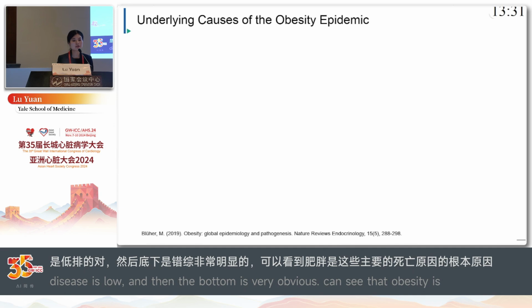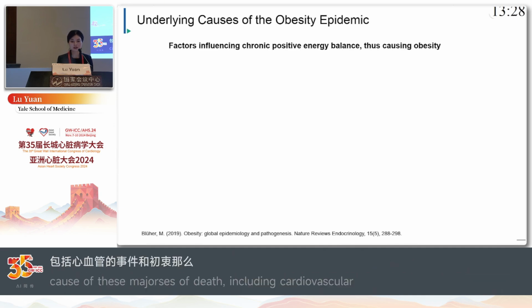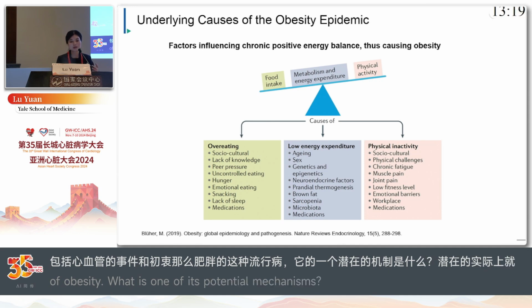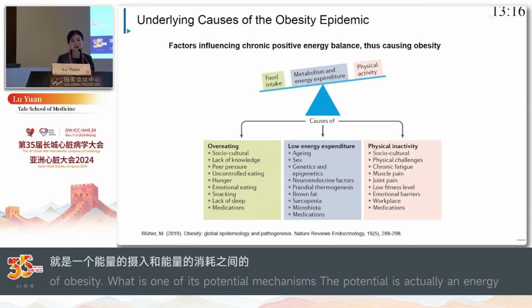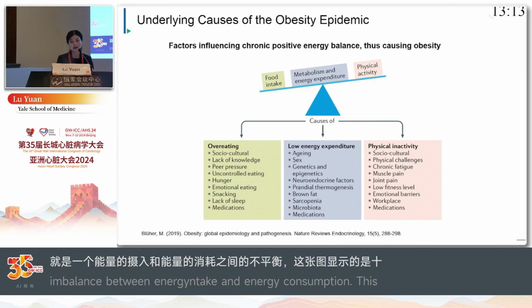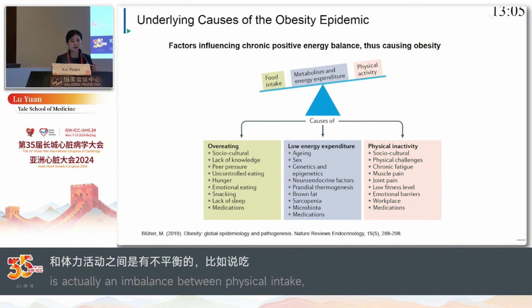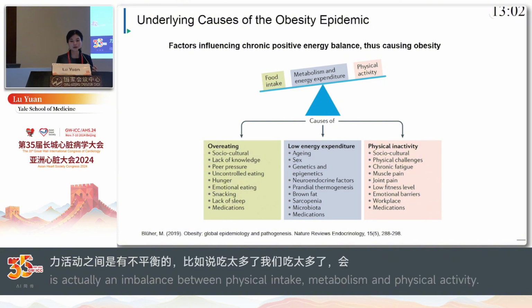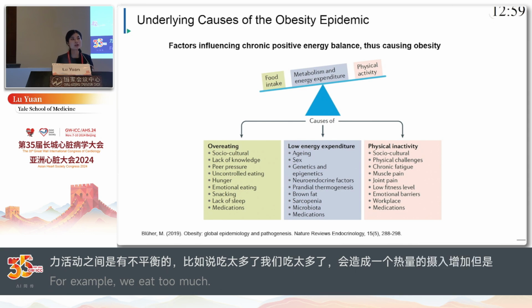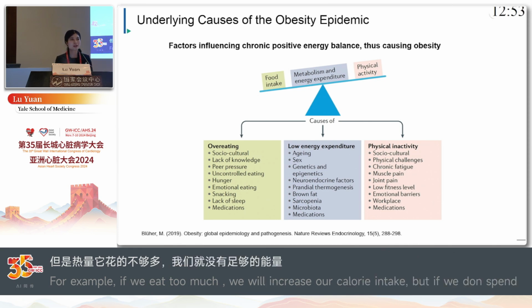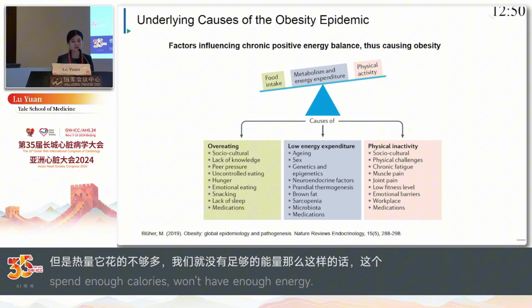What is the underlying cause of the obesity pandemic? At the population level, I think the fundamental problem is there's an imbalance between energy intake and energy expenditure. So this is a graph giving you a framework for looking at the balance between food intake, metabolic energy expenditure, and physical activity. For example, overeating will increase your energy intake, but if you don't have enough energy expenditure or physical activity, like physical inactivity, you don't have enough energy out. So the balance, the tip will drop. That means you have more energy intake, which leads to obesity.